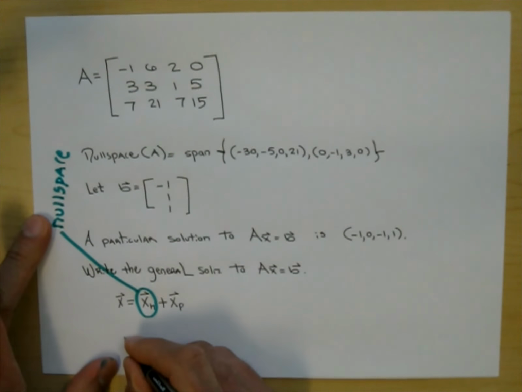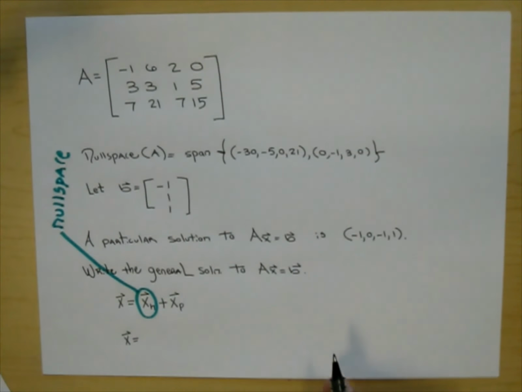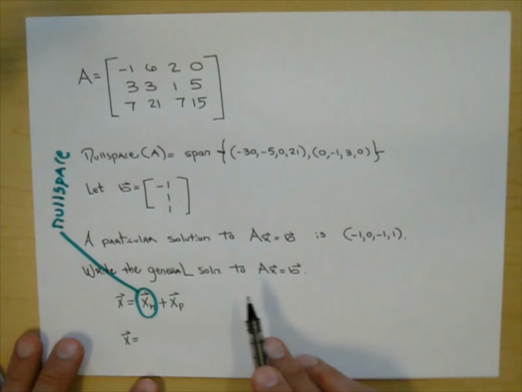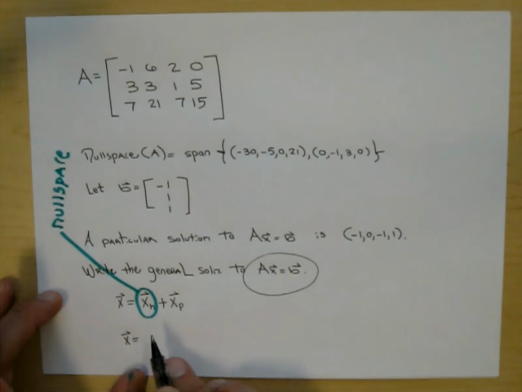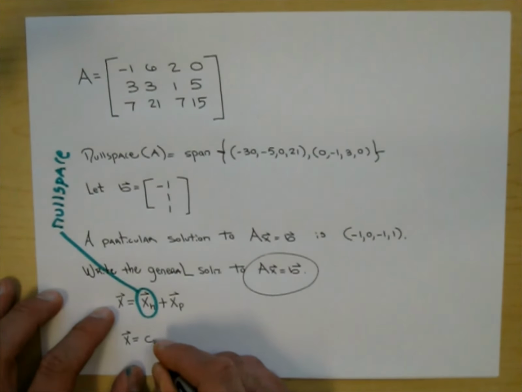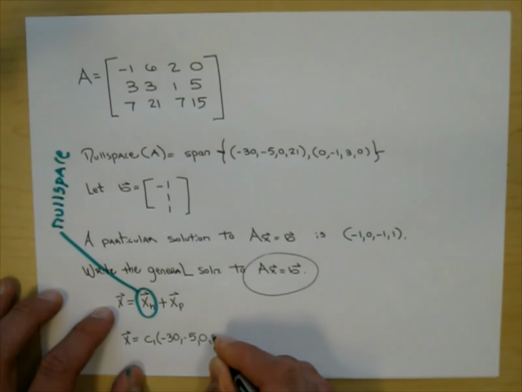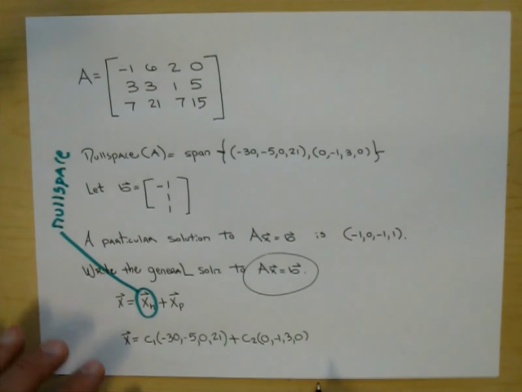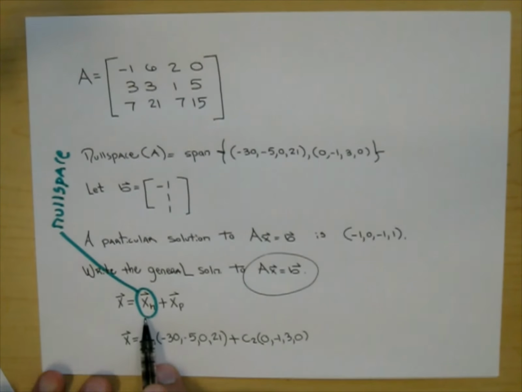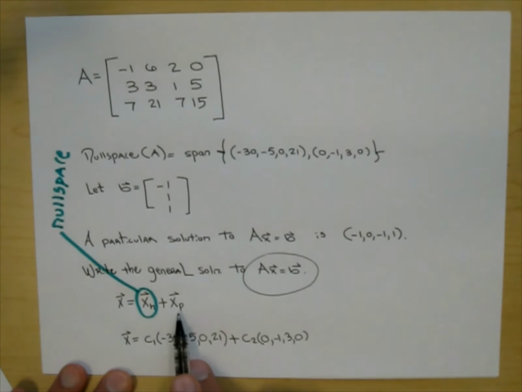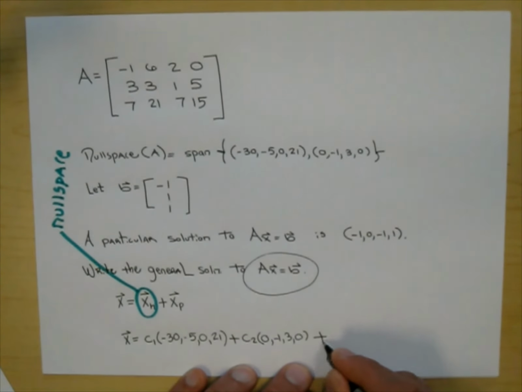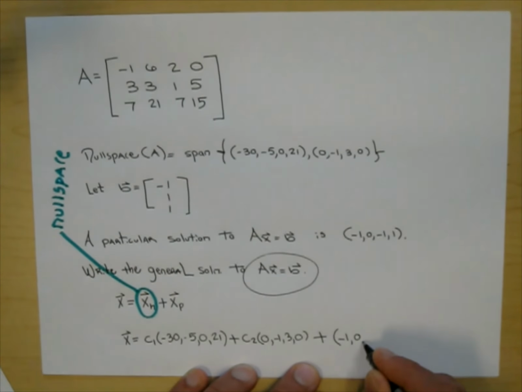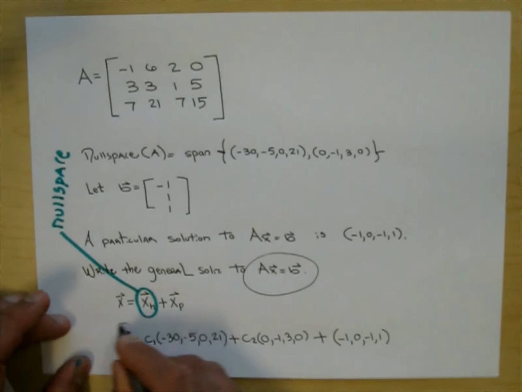So what I'm going to do when I write out my solution to this system, because this is what I'm trying to solve, is write the null space out as a linear combination. I'm going to go C1 times negative 30, negative 5, 0, 21, plus C2 times 0, negative 1, 3, 0. So that right there happens to be x sub h. The particular solution is this guy right here, so I'm going to go plus negative 1, 0, negative 1, 1. And so there's the answer.